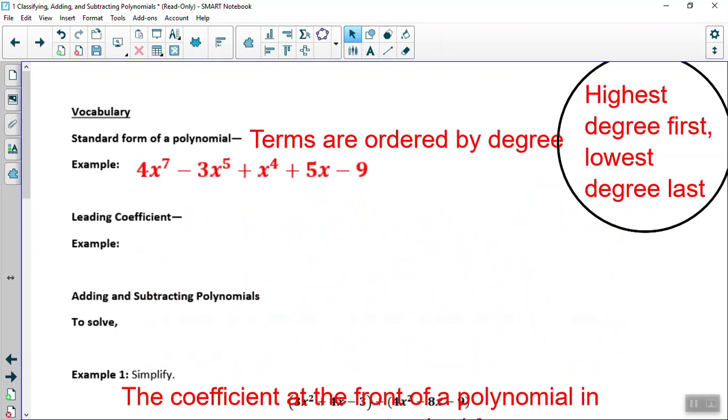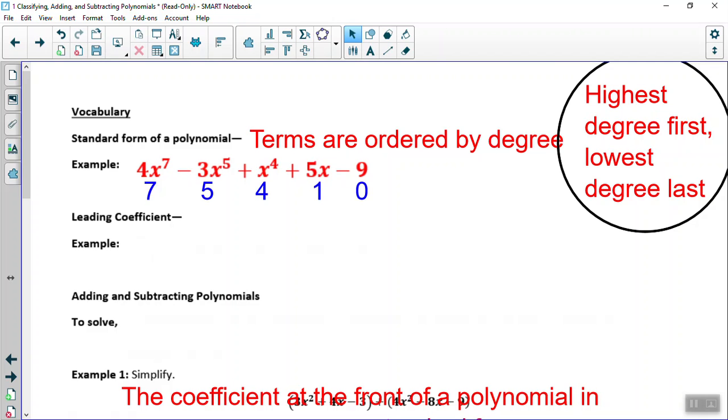So first let's take a look at what the degrees are of each term. This term has a degree of 7. This term has a degree of 5. This term has a degree of 4. This term has a degree of 1. And then this is my constant term with a degree of 0. So again, it's always going to be ordered by the highest degree first, the lowest degree last. So basically, if you think exponents, greatest to least.